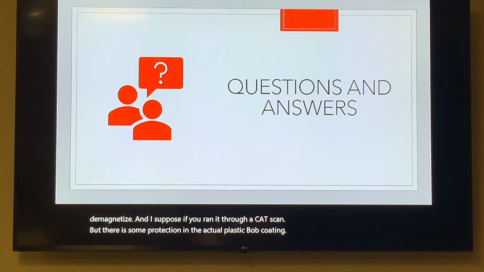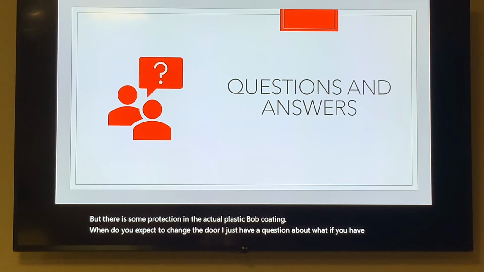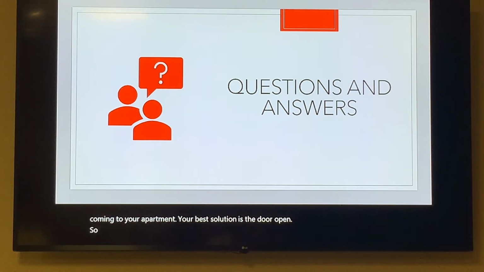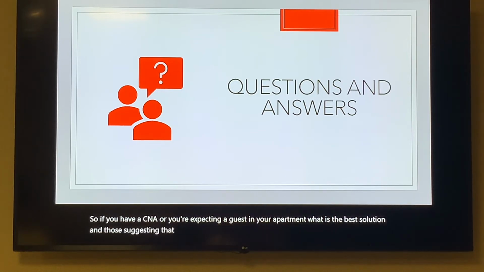When do you expect to change the doors? Hold on, you're next. I just have a question about what if you have a CNA coming to your apartment? Your best solution is to prop the door open? So if you have a CNA or you're expecting a guest in your apartment, what is the best solution? Bill is suggesting that maybe it's to prop it open, and I think that's probably a good idea. Or they could knock. I mean, there's that also, right?